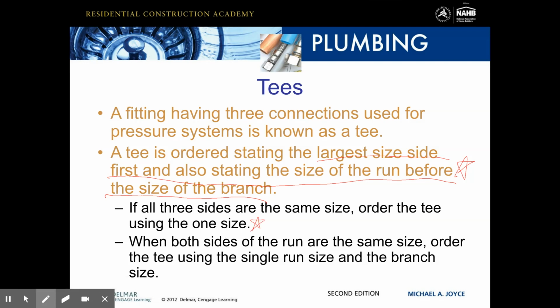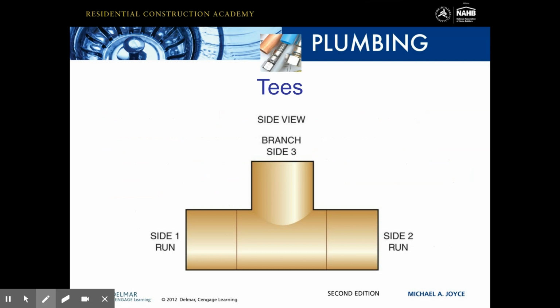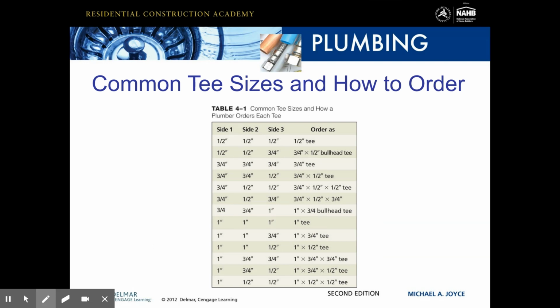When both sides of the run are the same size, order the T using the single run size and the branch size. And here's a picture of a T. Now if we have our first side, second side, and third side, this description is how we would order it. So you can see if we have side 1, side 2, and side 3, it's ordered just like that.